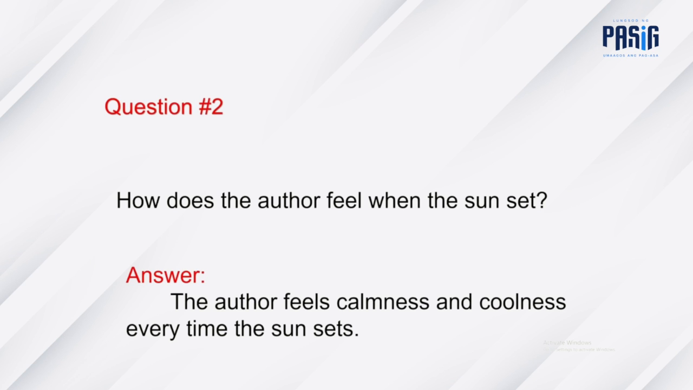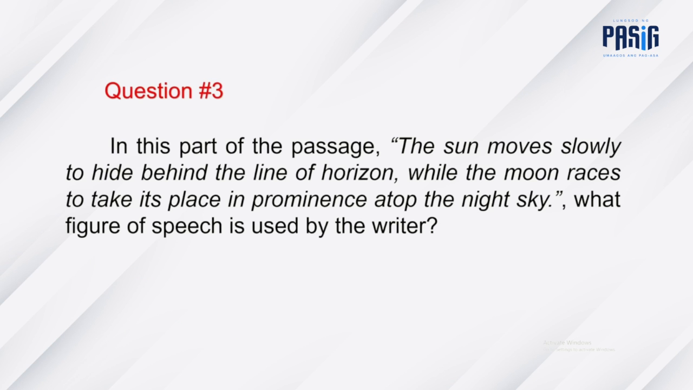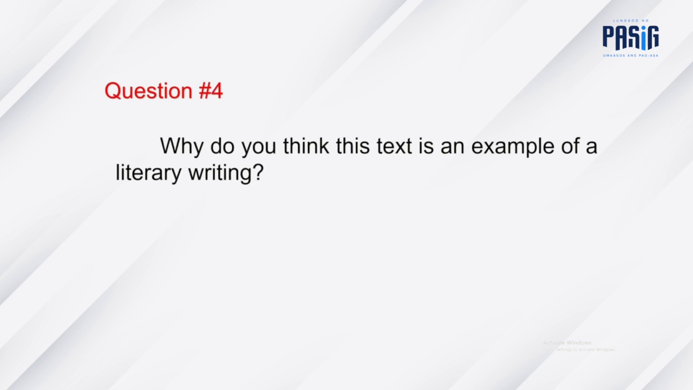Here is the third question. In this part of the passage, the sun moves slowly to hide behind the line of horizon while the moon races to take its place in prominence atop the night sky. What figure of speech is used by the writer? Great job! The writer used personification in that line because the sun, which is an inanimate object, has been given a human quality. Here is the last question. Why do you think this text is an example of a literary writing?